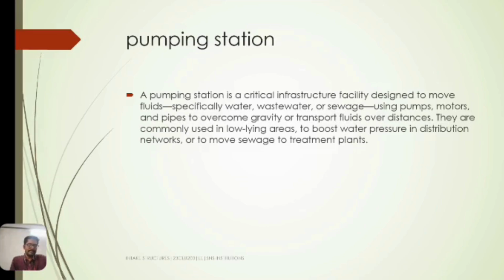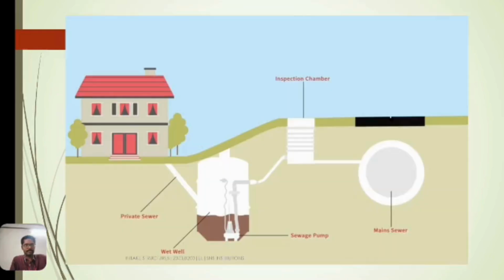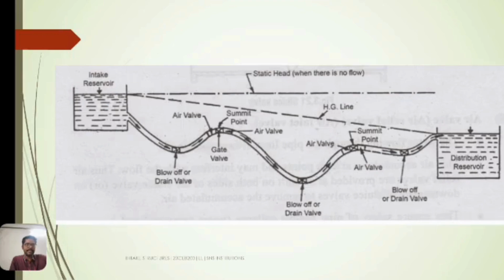Pumping station. A pumping station is a critical infrastructure facility designed to move fluids, especially in water and wastewater systems. This is a typical diagram of the pump fitting and the flow of water to the sewage system. These are the water flows that connect and send the water to the drainage tank.